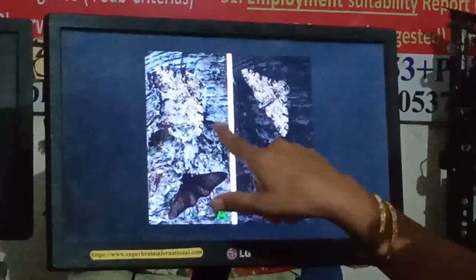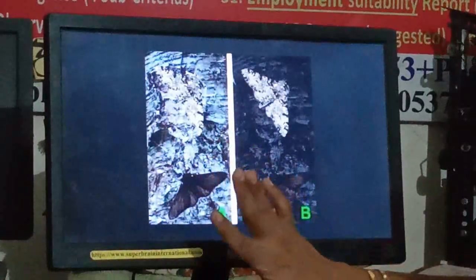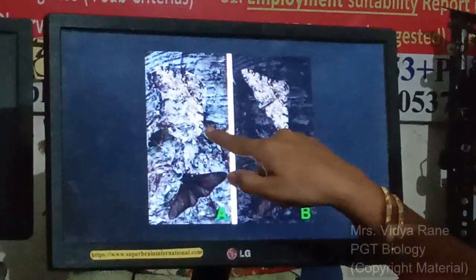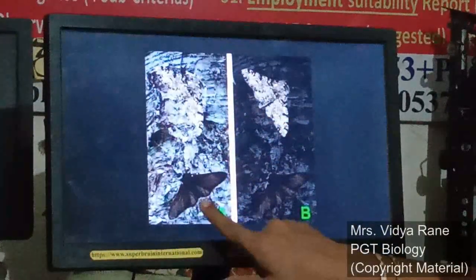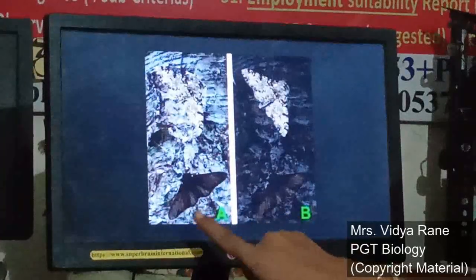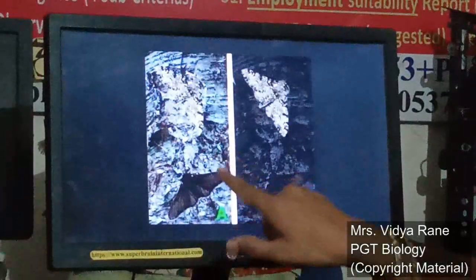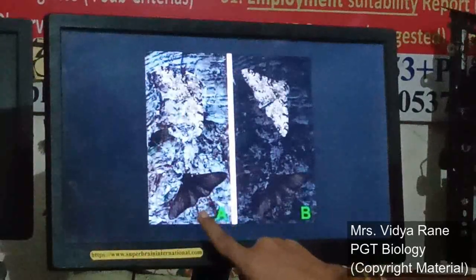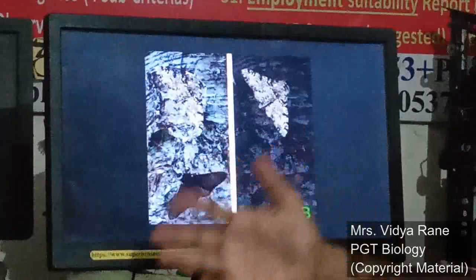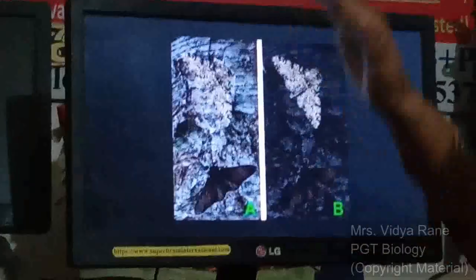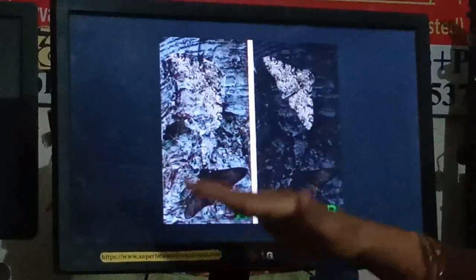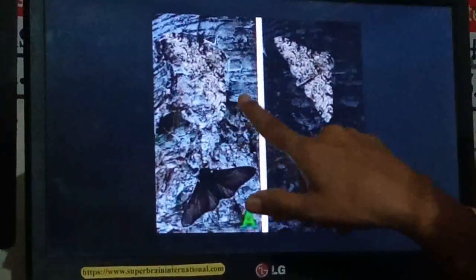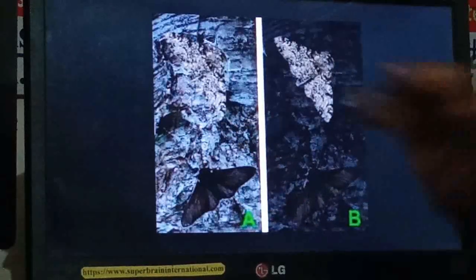And the predator of this moth is the crow or birds. They mostly do not identify these grey color moths, and these black color moths have a contrasting color with their background. So the predator easily picks the black color moth. After some time, the number of black color moths is highly reduced. Their population is highly reduced, and the population of the grey color moth is increased.